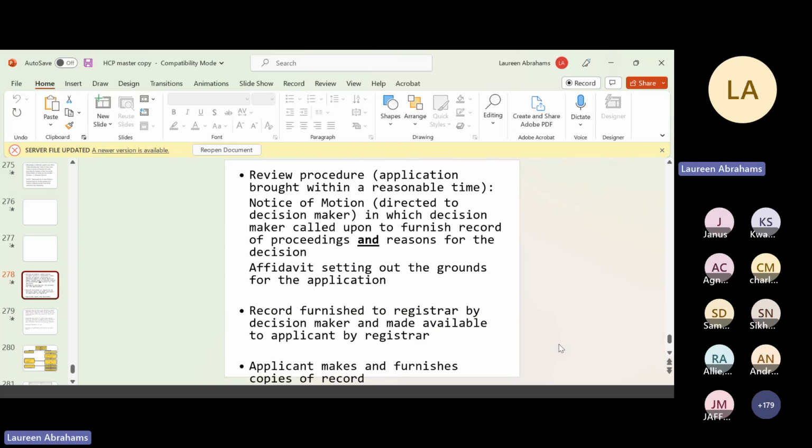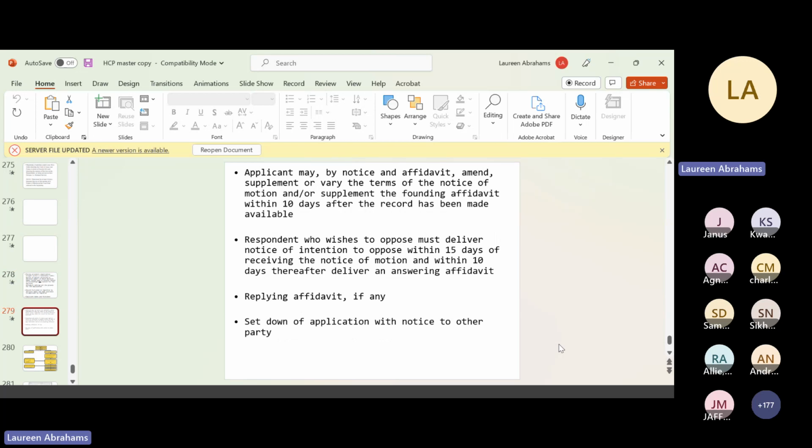Once the presiding officer has furnished the record to the registrar of the court, the registrar will let the applicant know that the record is ready. The applicant will then make copies of the record and send it to the respondents. The applicant will then also, after he has looked at the record, decide whether he's going to amend or vary or abandon some of his grounds or add new grounds. He can do that because now he has the record of the proceedings. So once he has done that, only now must the respondent file an answering affidavit.